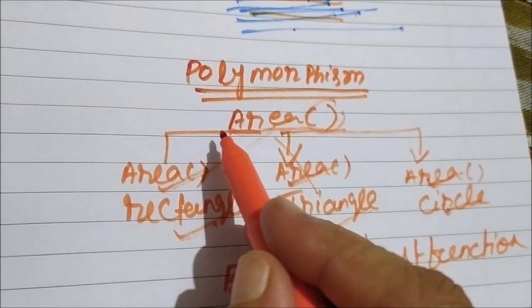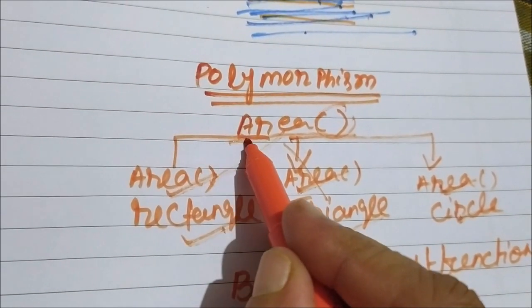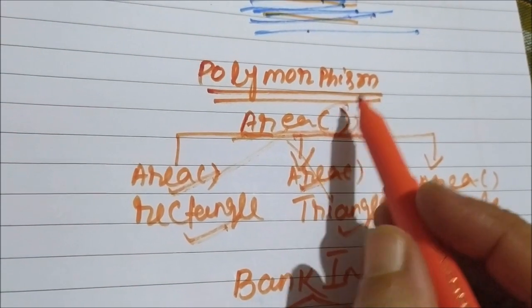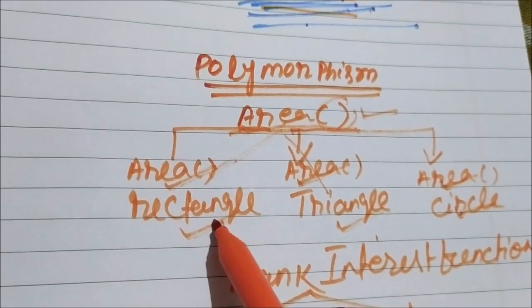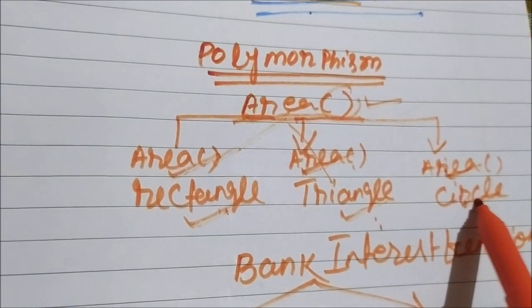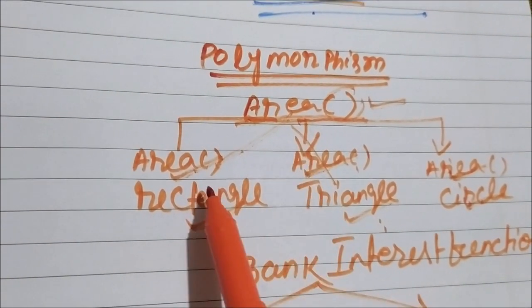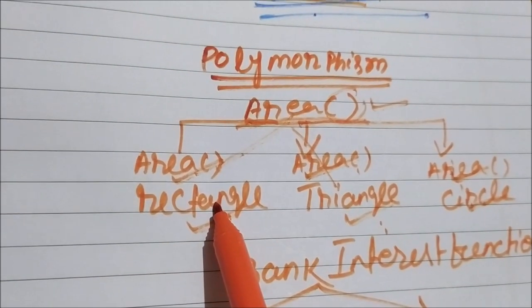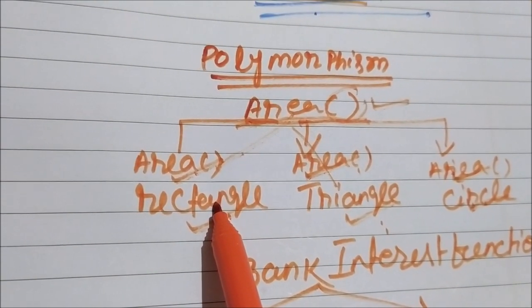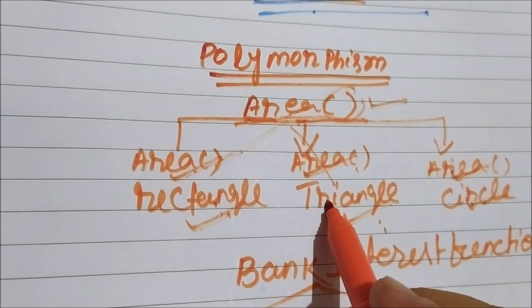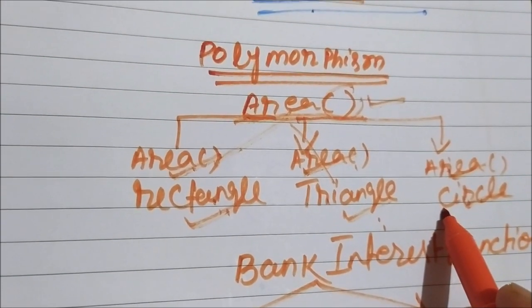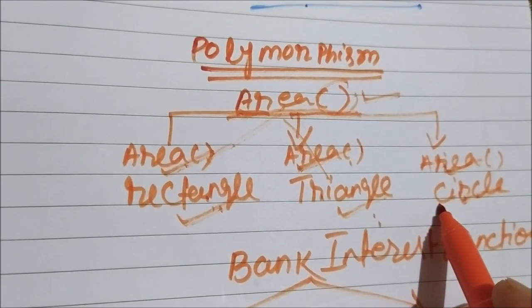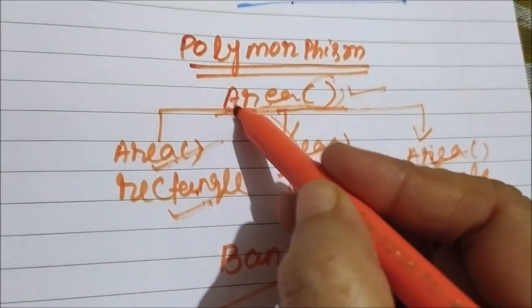So we already discussed the area method. It is one method and it behaves in a different way for different objects. Area is the same name to calculate the area, but for a rectangle it is calculated in a different way, length into breadth. For a triangle it is different, and for a circle it has to be calculated in a different way. But the method is one.